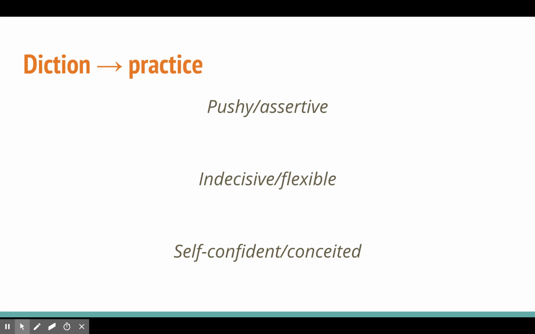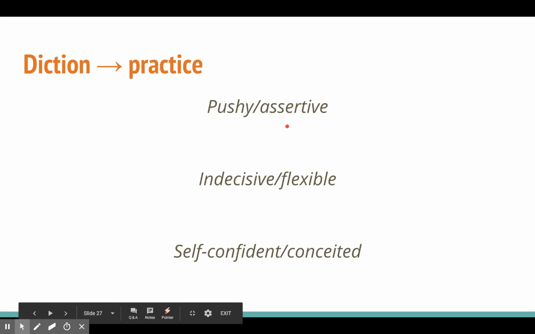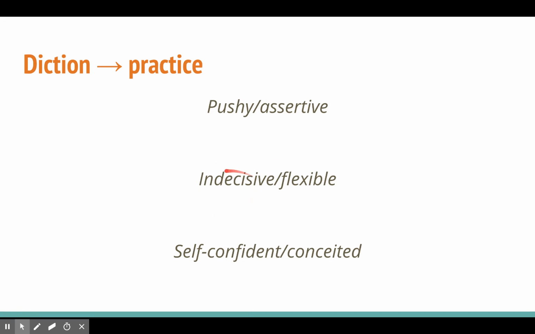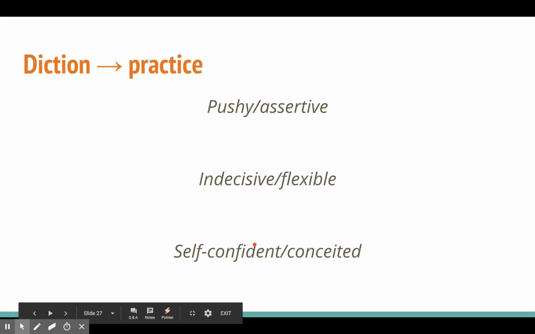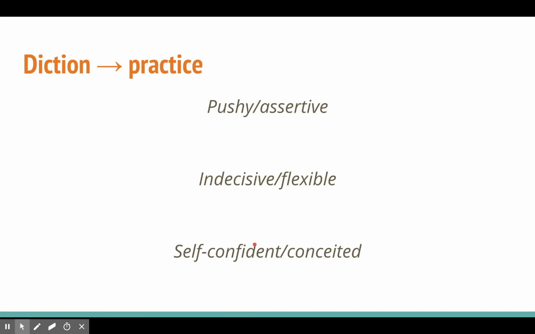So for the three other pairs of terms, pushy, assertive, indecisive, flexible, self-confident, and conceited, go ahead and circle the one that you would rather be called. Realistically, you're probably circling the ones that have positive connotations. So go ahead, pause and do that, please. Okay, so I bet that we have circled assertive, not indecisive. I bet you have circled assertive, flexible, and self-confident because those all have positive connotations along with them, and you want to be associated with positive things.